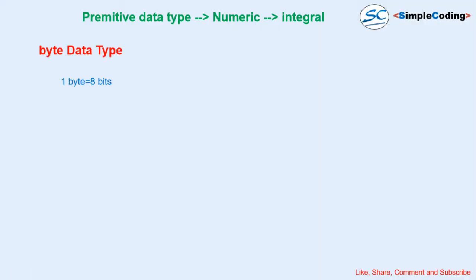The byte data type is 1 byte, that is 8 bits. So let's represent it in boxes. Here we have 8 boxes. On the left-hand side, the first bit is going to be our MSB, the most significant bit. Let's see what the positions are. We will consider them from right to left, that is 0 to 7.